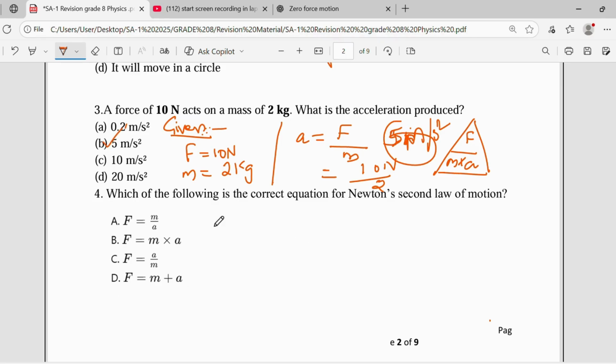Coming to the fourth question, which of the following is the correct equation for Newton's second law of motion? We know that force F equals mass times the acceleration.